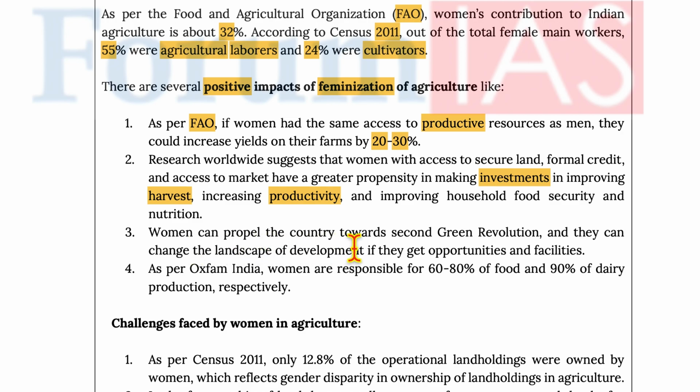Women can propel the country towards a second green revolution, and they can change the landscape of development if they get an opportunity and facilities. As per Oxfam India, women are responsible for 60 to 80% of the food and 90% of the dairy production, respectively.